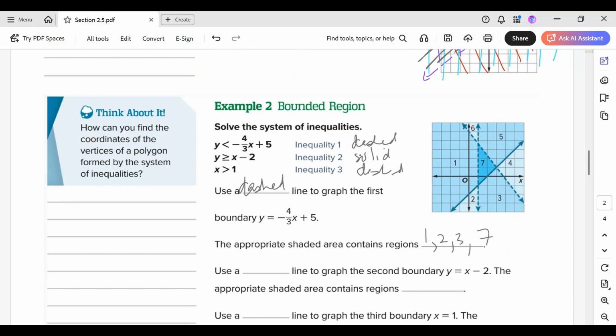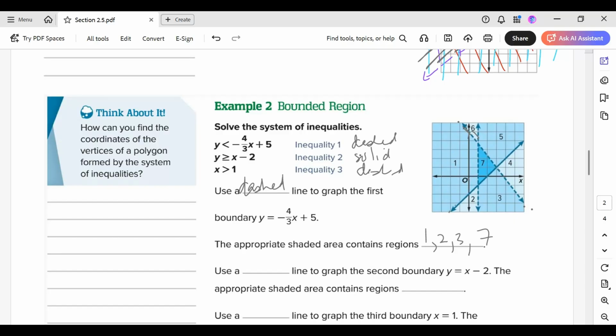So the appropriate regions for the first one are 1, 2, 3, and 7. Because if I look at the first one, which is this line right here, it started at +5 and came down, negative slope. We started at +5 and came down 4 and then over 3. That's why we have a dashed line. 1, 7, 2, and 3 are all below to the left of that line.